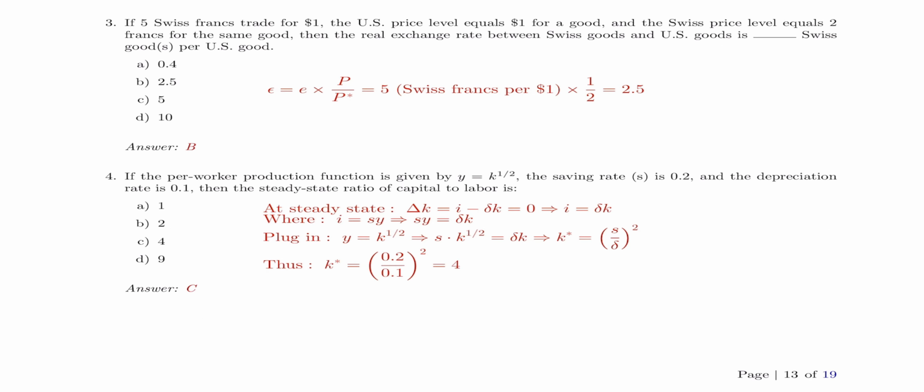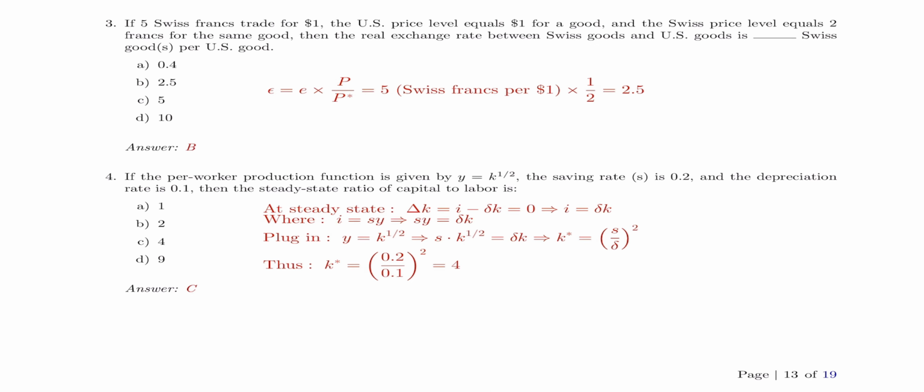Question number 3. Now we calculate the real exchange rate between Swiss goods and US goods. We use the formula epsilon equals E times P over P star. Here E equals 5, P equals 1, and P star equals 2. So epsilon equals 2.5. This means it takes 2.5 Swiss goods to buy 1 US good. The correct answer is B, 2.5.